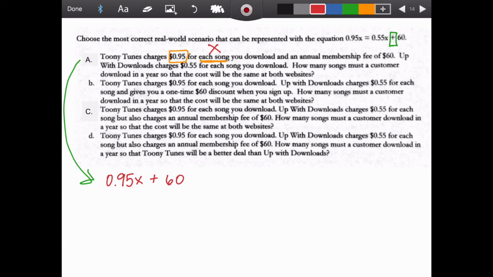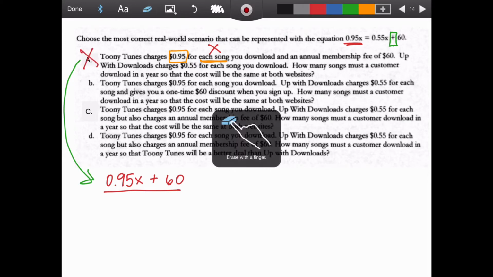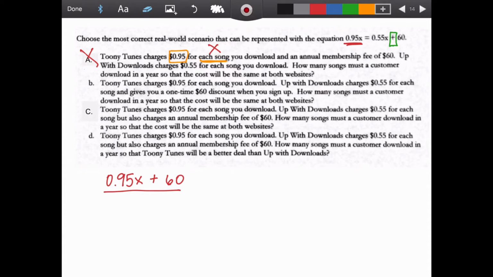Let's look, guys. I can already tell that this is not the same as the left side of this equation. That means this cannot be our answer choice, so option A is out. I'm going to erase this one. Let's move to option B.